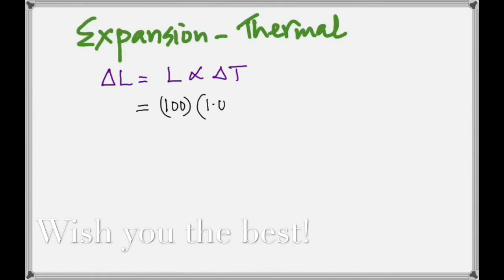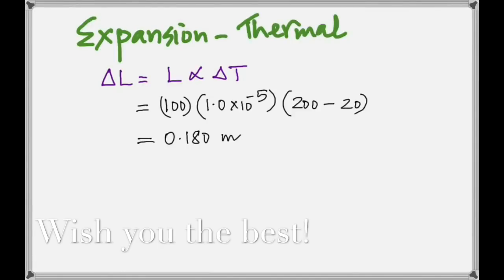So if the original length is 100 meters and alpha is given to you, and change in temperature, so the initial temperature was like 20 and the final is 200, then what you do is just this and put it in. Is that the new length? If I ask you to find the new length, what do you do? Add that to 100. Don't forget, that's it. That was a question on the exam, you remember? So then it would be 100.180 meter. That would be the new length. Can we move on?